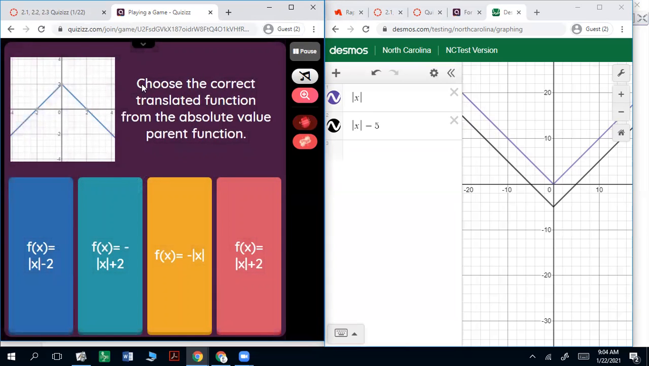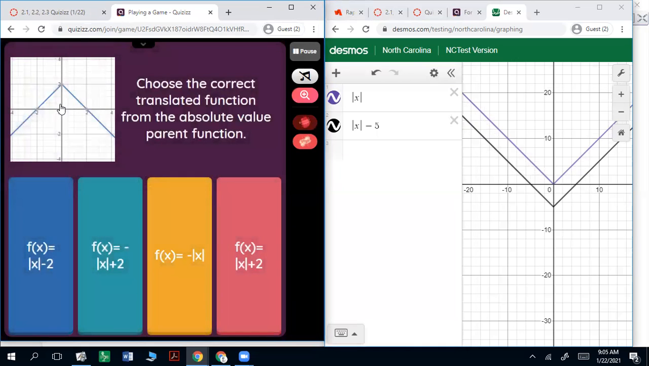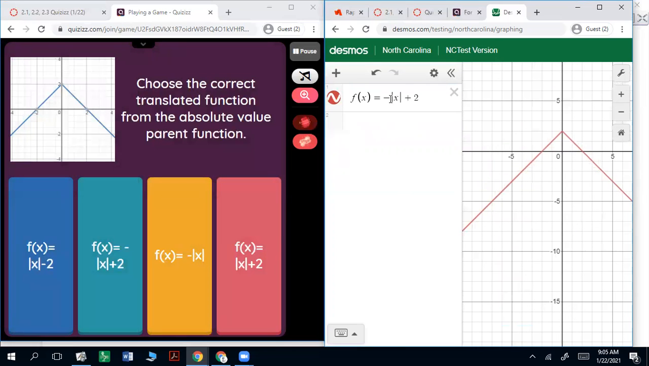Number 6, choose the correct translated function from the absolute value parent function. So this is going down. It's flipped, so it's going to have a negative out front. It's shifted up. So we should have the second option here. Let's test that out. And there's your answer. The negative is flipping it, and then the +2 on the outside is shifting it up 2.